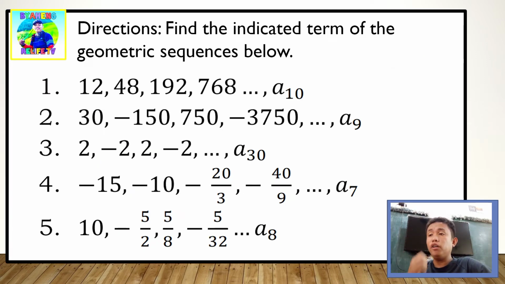Ngayon, we're going to determine whether you understand our discussion by answering this 5-item quiz. So we're looking for the first term, syempre yung ating 10th term. So number 2 is the 9th, number 3 is the 30th, number 4 is the 7th, and number 5 is the 8th term. So kailangan lang natin isolve to base sa equation natin para mas maintindihan natin whether you understand our discussion or not. So 5 minutes start now.